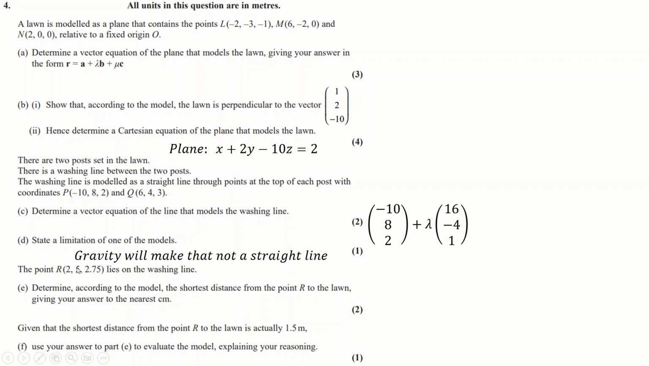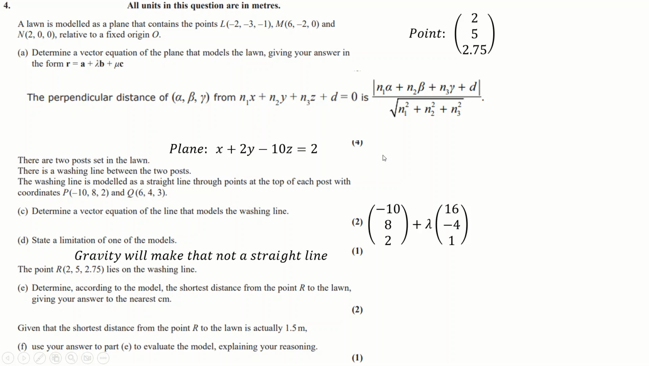Point R is this, lies on the line. Determine the closest distance to the lawn. Now remember, the vector equation, sorry, the vector equation was earlier. The Cartesian equation is that. Now the Cartesian equation is more useful because in your formula book you'll see this formula here, which is how to find the distance from any point, which they've given us here, to a plane in Cartesian form, which we wrote down here.